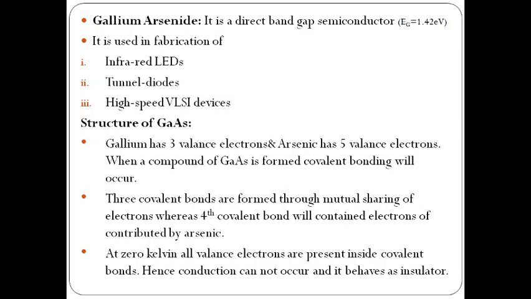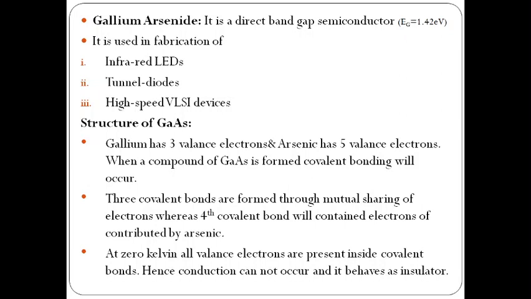When a compound of gallium arsenide is formed, covalent bonding will occur. The 3 electrons in the gallium and 3 electrons in the arsenic will form the covalent bonds. The remaining 2 electrons in the arsenic form the covalent bond itself. So 3 mutual covalent bonds are formed through the mutual sharing of electrons, whereas the fourth covalent bond will contain electrons contributed by only arsenic.